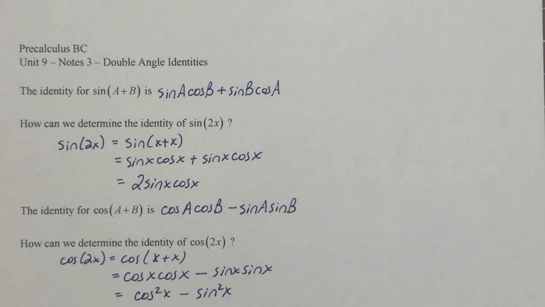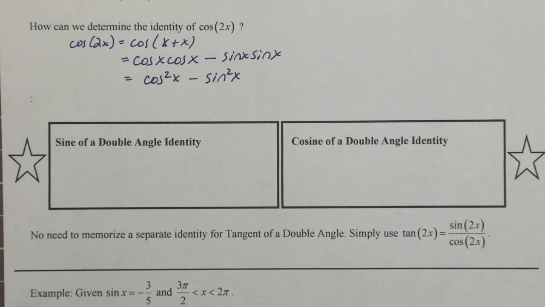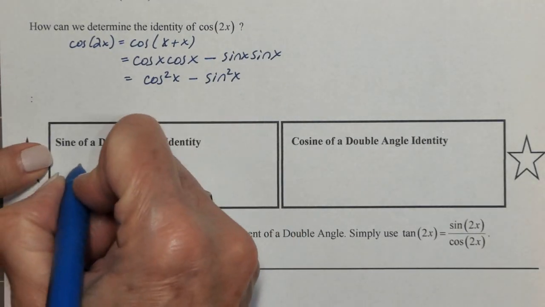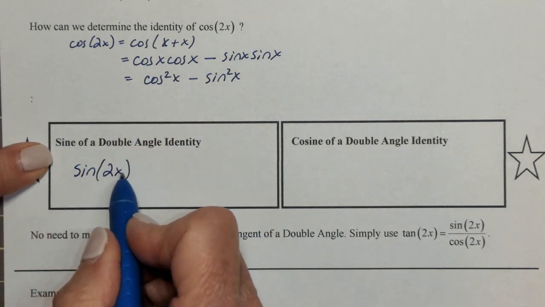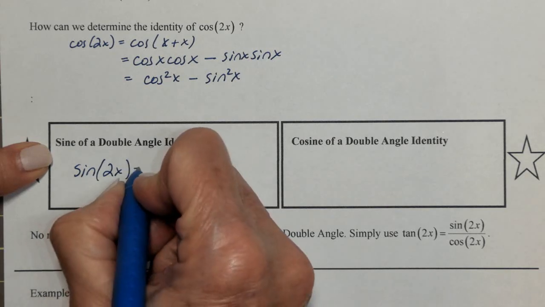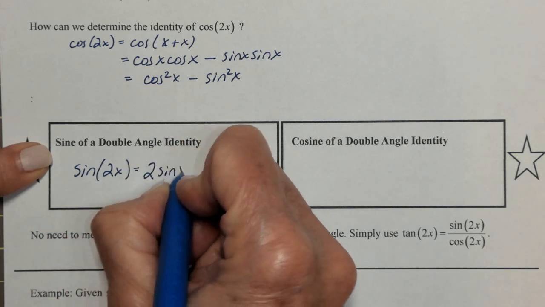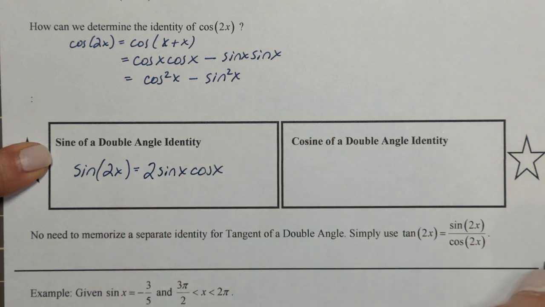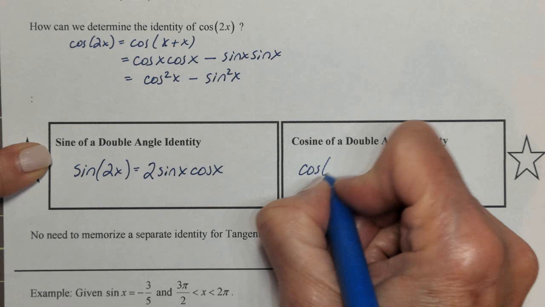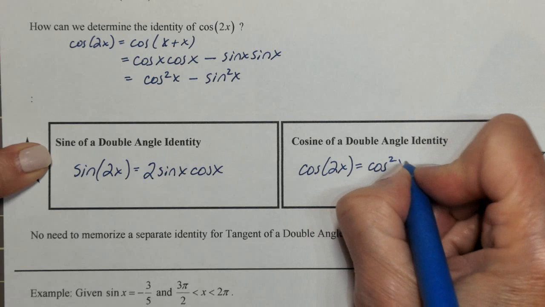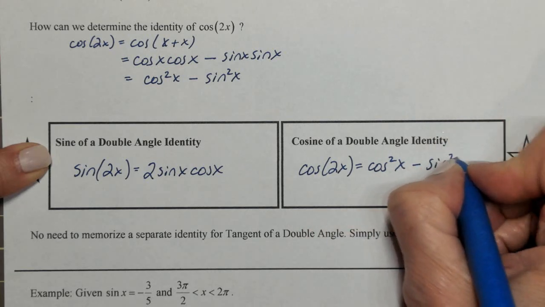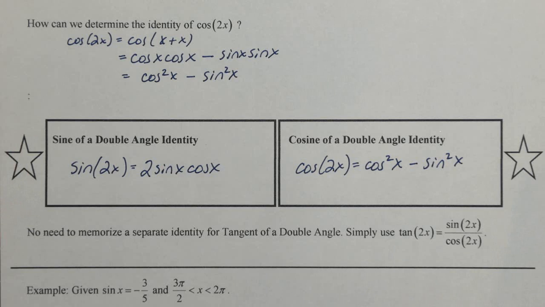So those are our identities for the double angles of sine and cosine. So the sine of a double angle identity, sine of 2x, if you'd like to call it 2a or 2b or 2 theta, whatever, is 2 sine x cosine x. For cosine, cosine of 2 times some angle is cosine squared of that angle minus sine squared of that angle. Okay, these are our last two identities that I need you to memorize.